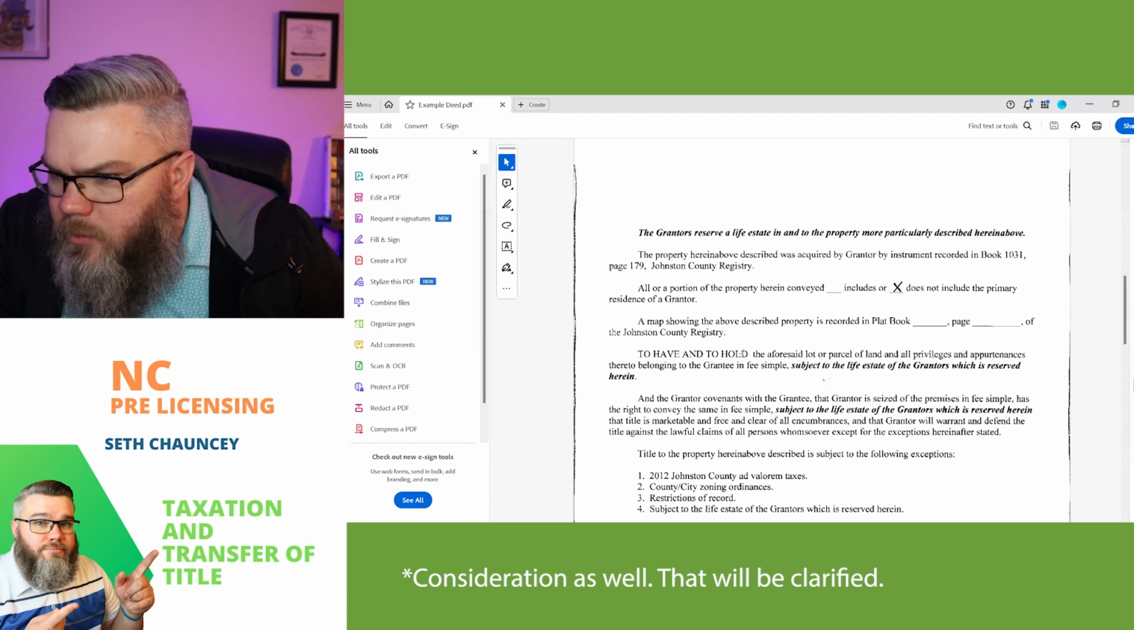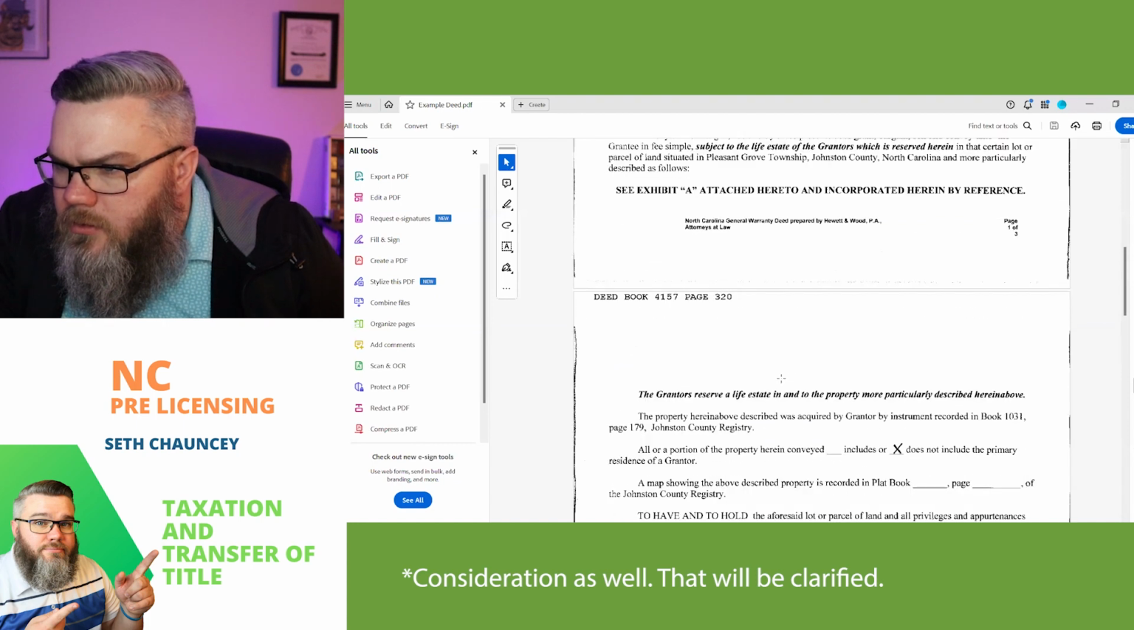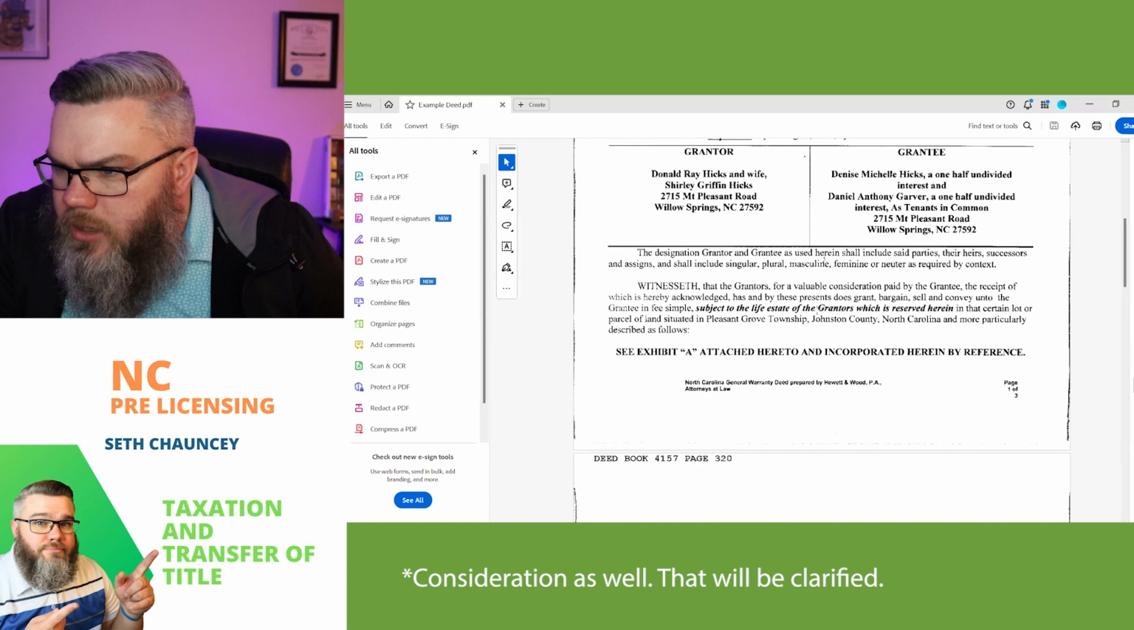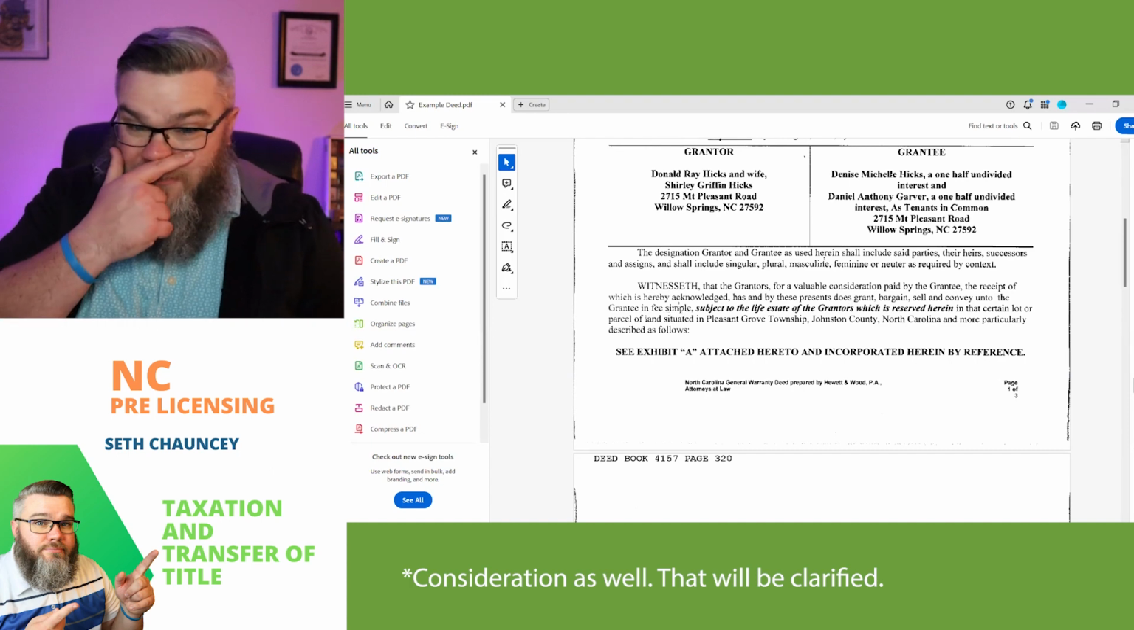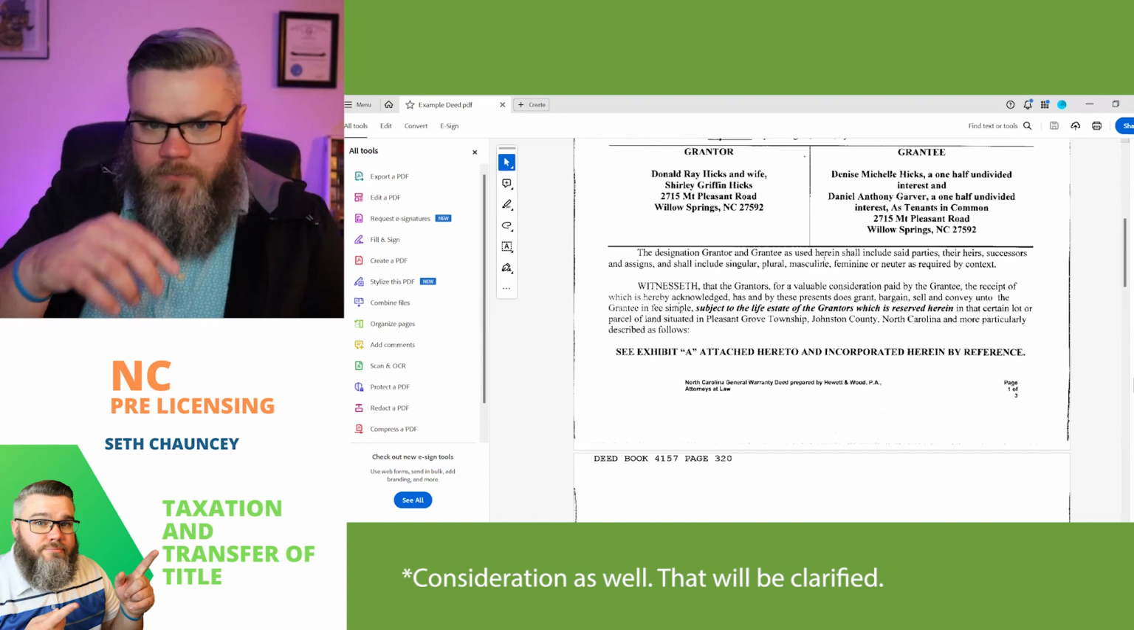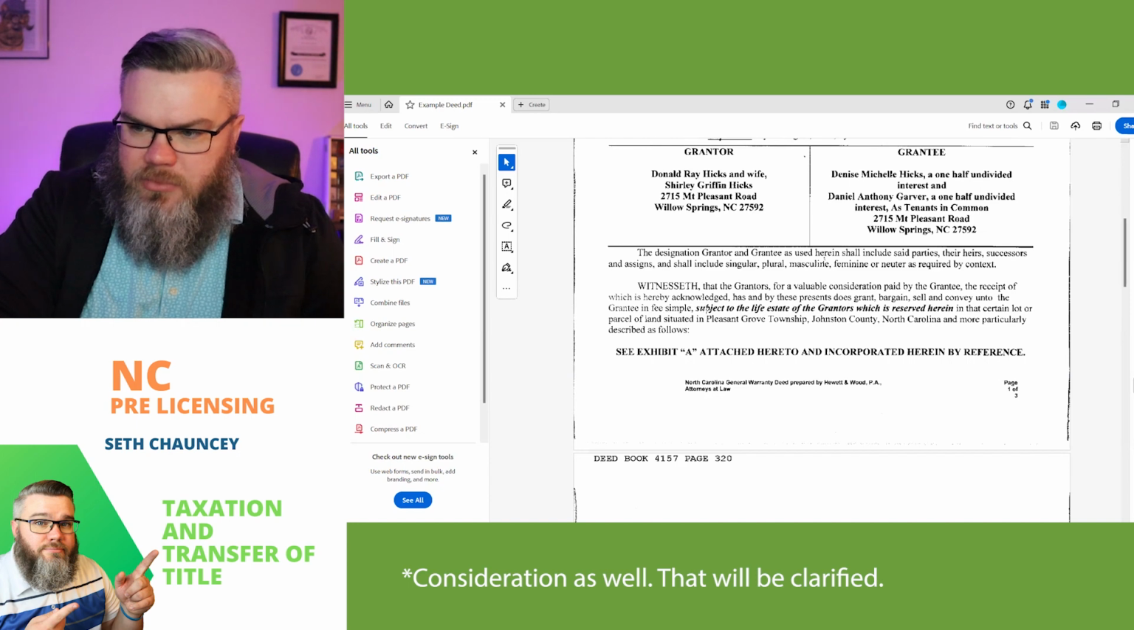I think for this one, it's kind of weird. There we go. Has and by these presents does grant, bargain, sell, and convey unto the grantee in fee simple. Well, there's fee simple, as we said earlier. That means the same as fee simple absolute, but that's the adequate words of conveyance.